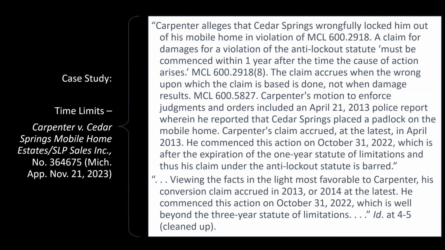You can see the section here, MCL 600.57141F. This is different. This is not the anti-lockout statute. This is the Michigan statute pertaining to summary proceedings. Typically, when you think of summary proceedings, you think of a landlord moving to evict a tenant, and they do summary proceedings that they commence in district court, or if you're in Grosse Pointe, it'd be municipal court. So that gets filed in district court.